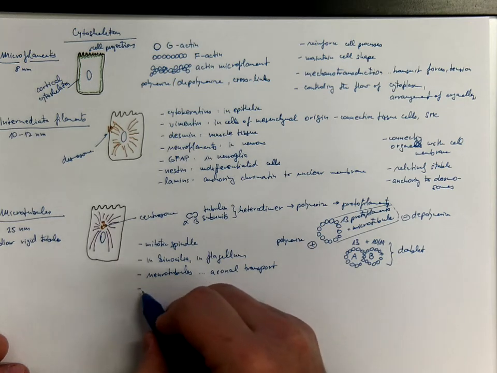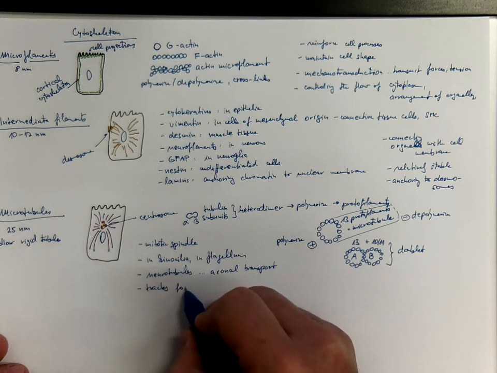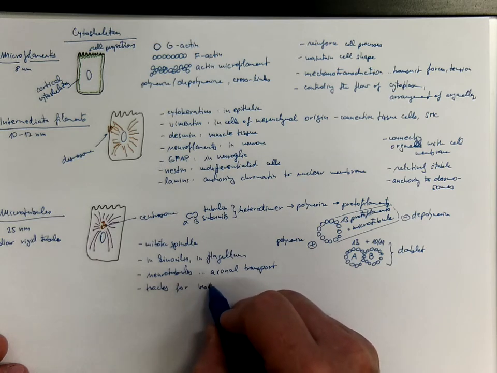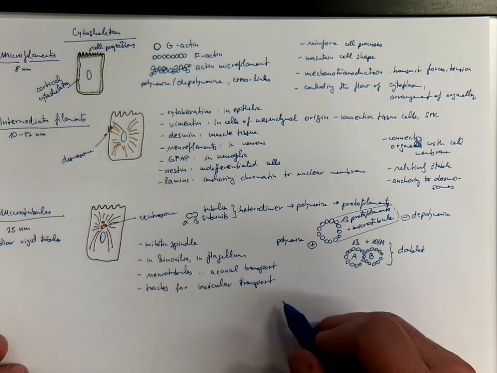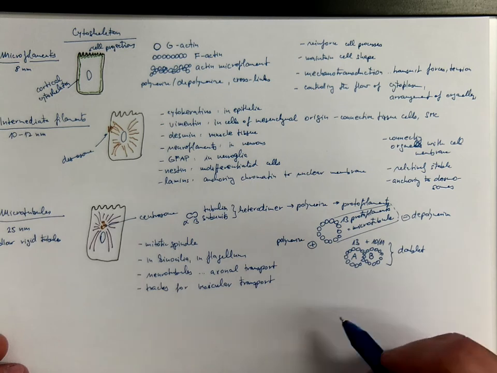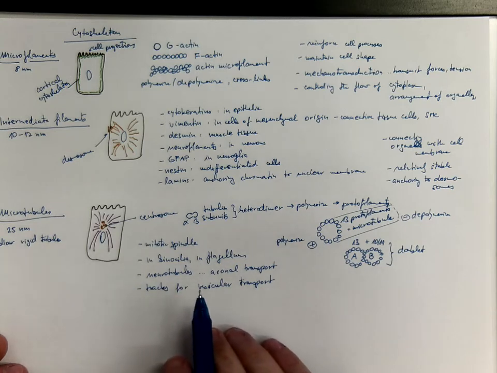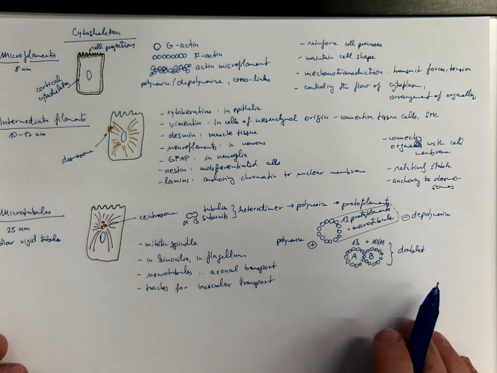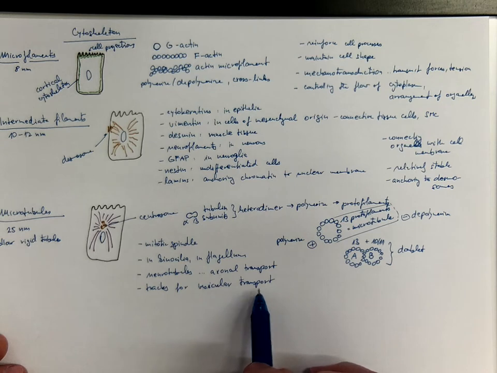And they form tracks for vesicular transport, where various substances are transported within the cell or to the cell membrane before exocytosis. It's called vesicular transport, and the tracks are the microtubules, and the molecular motors such as dynein or kinesin are moving the vesicles along these tracks.